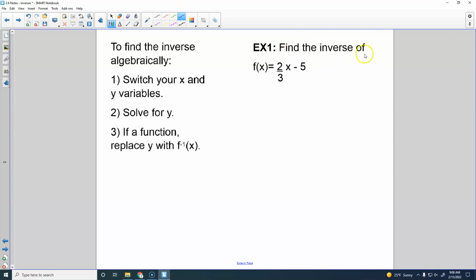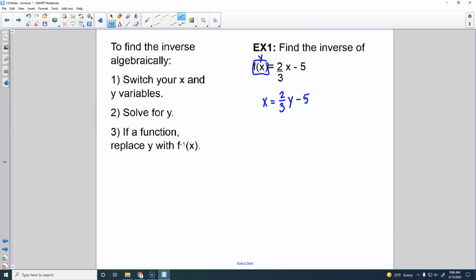So to find the inverse, the first thing that you're going to do is switch your x and your y. And in this case, that f of x acts like our y. In this case, it would be graphed on that y-axis. So I'm going to switch my x and my y. So I'm going to have x equals 2/3 y minus 5.